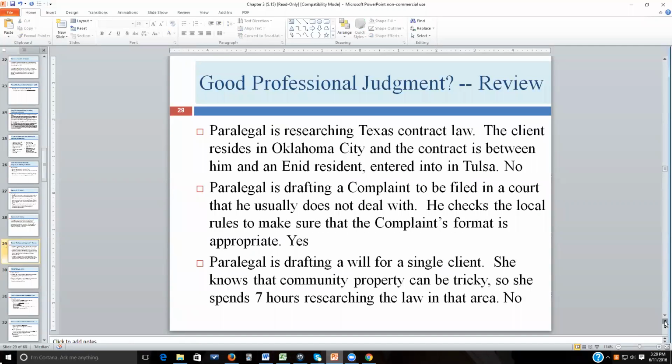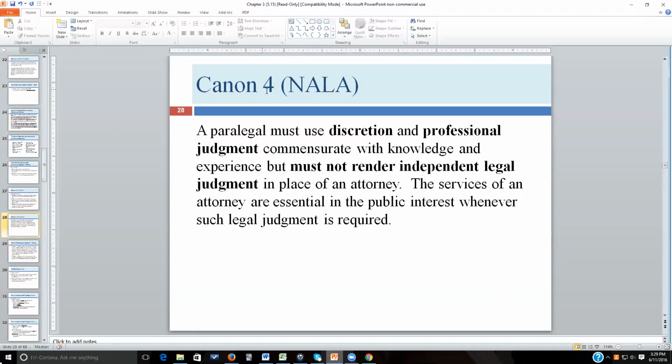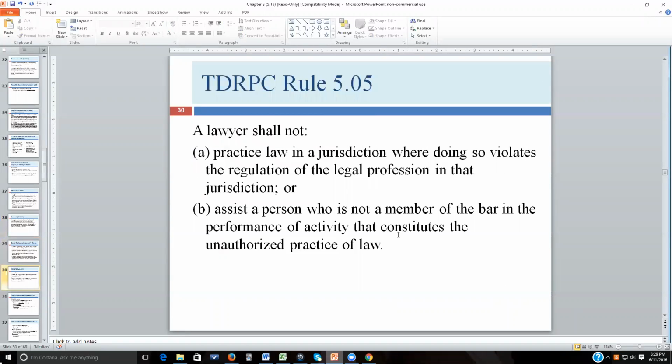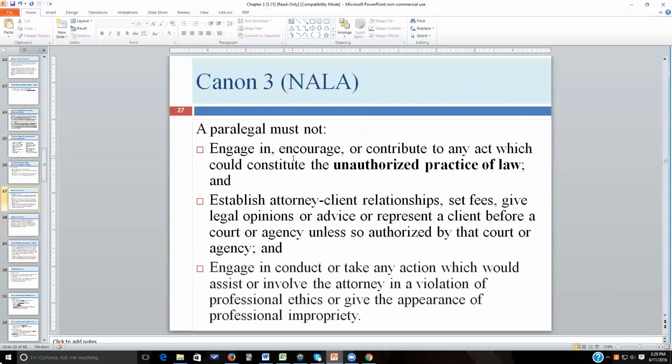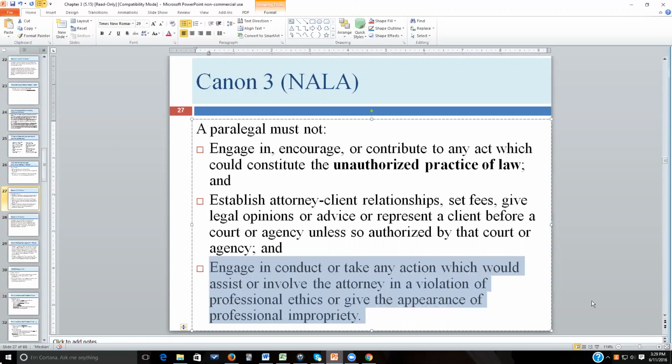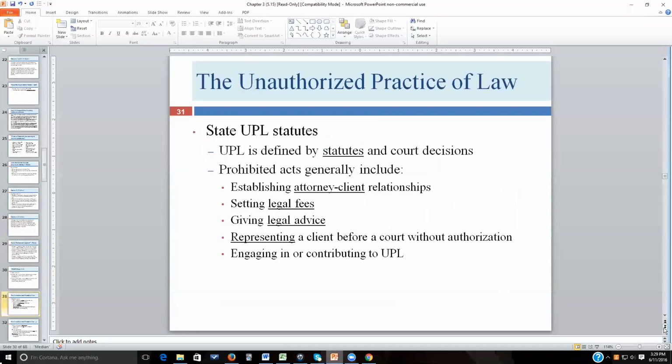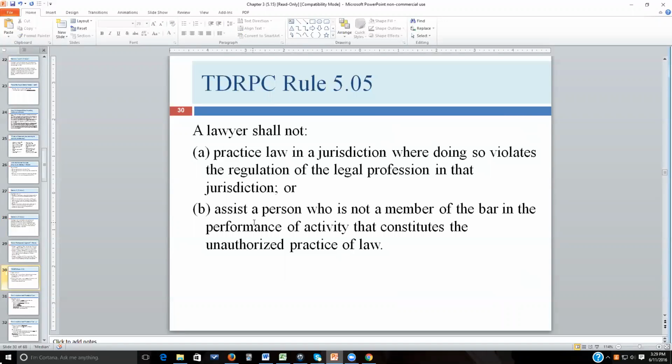Okay, so we've looked at Canon 4. Now we're going to look at the related Texas Disciplinary Rules of Professional Conduct. A lawyer shall not practice law in a jurisdiction where doing so violates the regulations of the profession in that jurisdiction. Going back here, rule number 3. The attorney shouldn't engage in unauthorized practice of law, and neither should the paralegal. Here we go. A lawyer shall not assist a person who is not a member of the bar in the performance of activity that constitutes the unauthorized practice of law. So if the lawyer is supervising a paralegal who's doing this, he has violated his professional responsibilities as well.